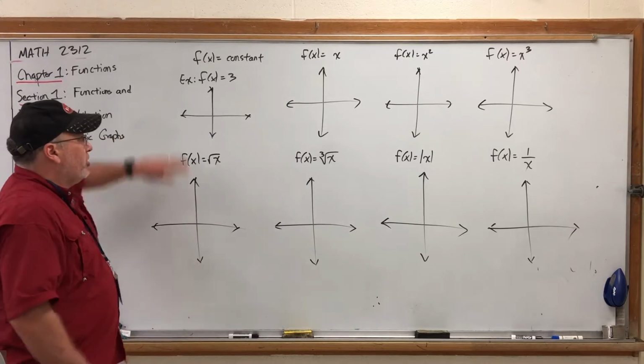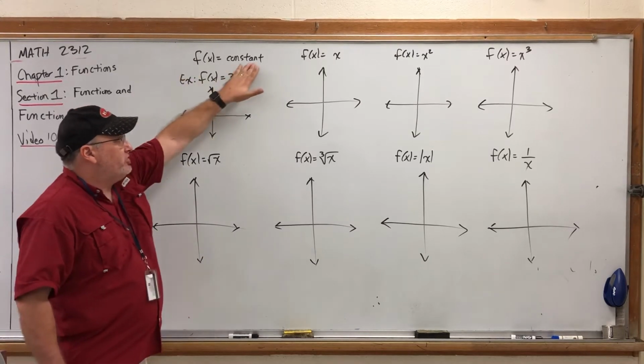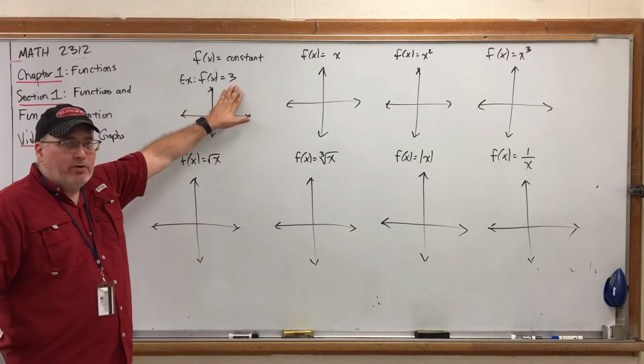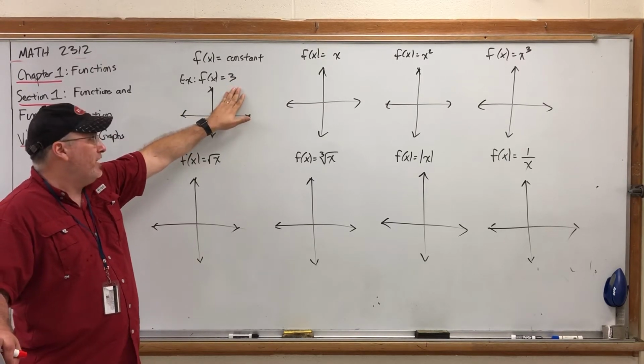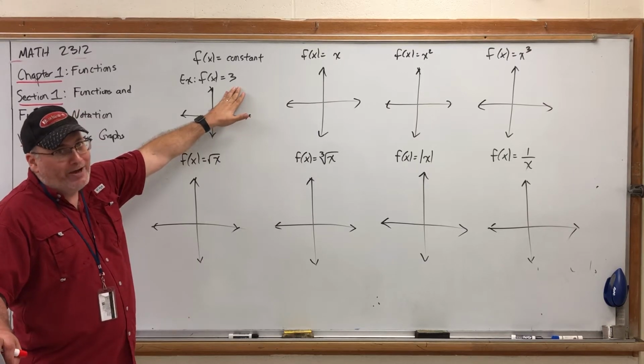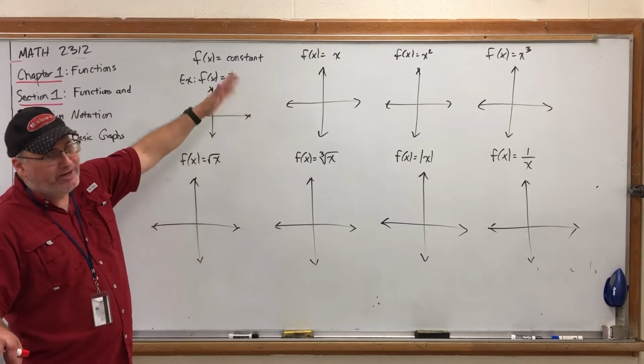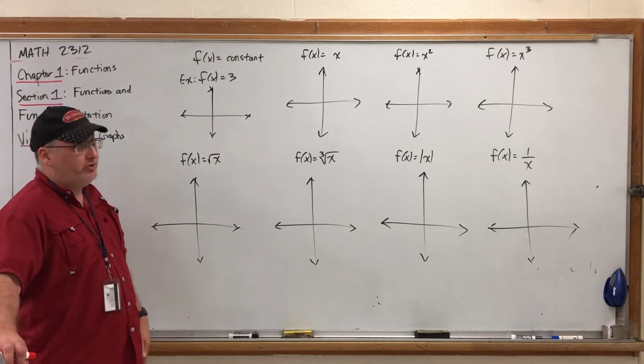The first function we're going to look at is f of x equals a constant. By a constant, I mean any number. So in this case, I have f of x equals 3, but it could be any number like 2 or -4 or pi or 19/3 or -7.3 or any other constant.